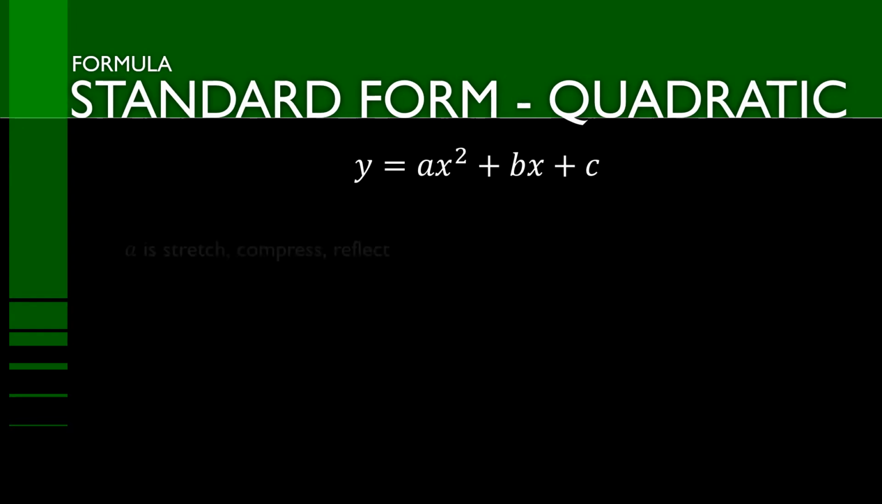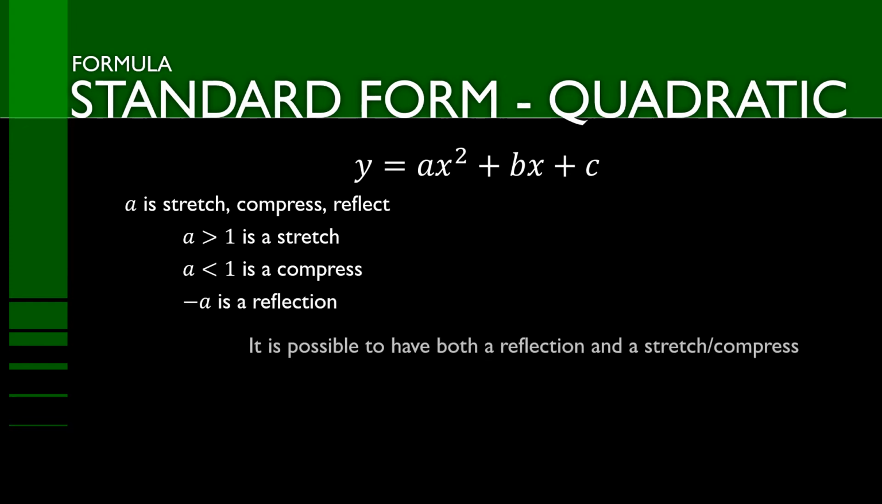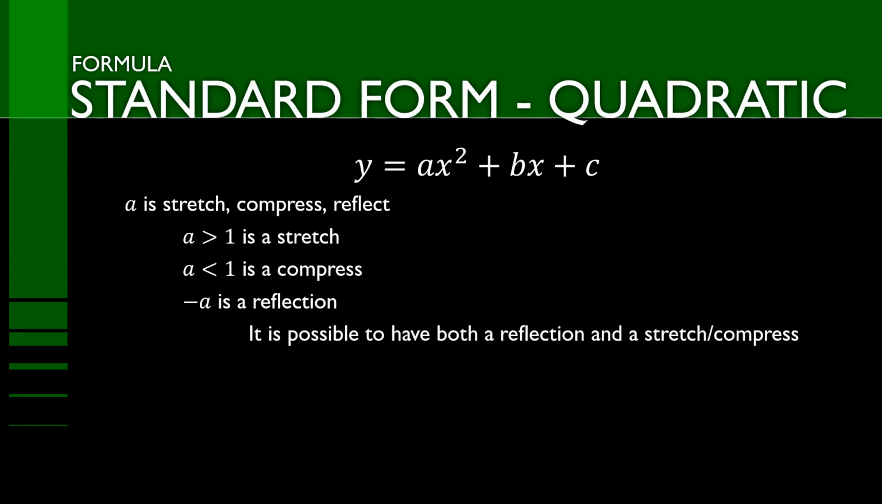As always, our a value is going to be our stretch, compress, or reflect. And again, a greater than 1 represents a stretch, a less than 1 represents a compression. And if a is negative, we're going to have a reflection across the vertex. Remember that it is possible to have both a reflection and either a stretch or a compression, but we cannot have a stretch and a compression at the same time.